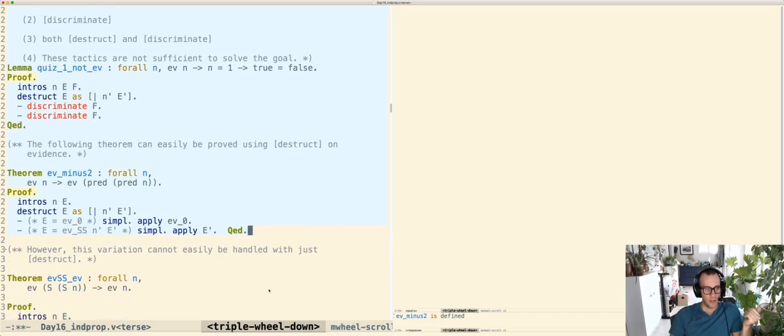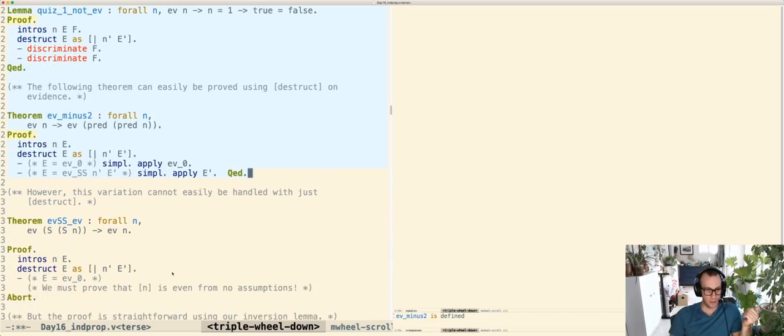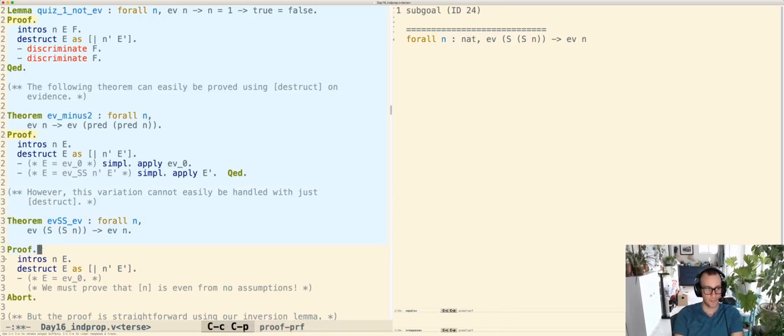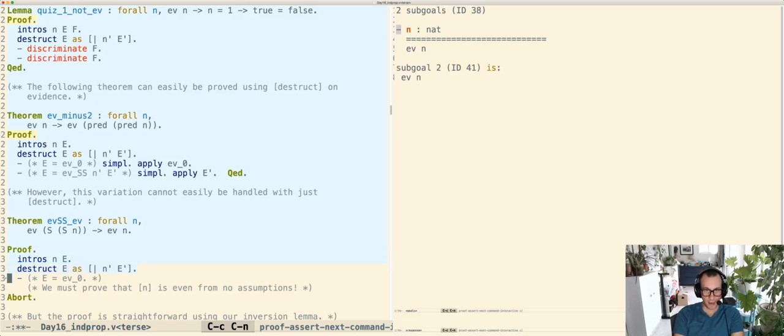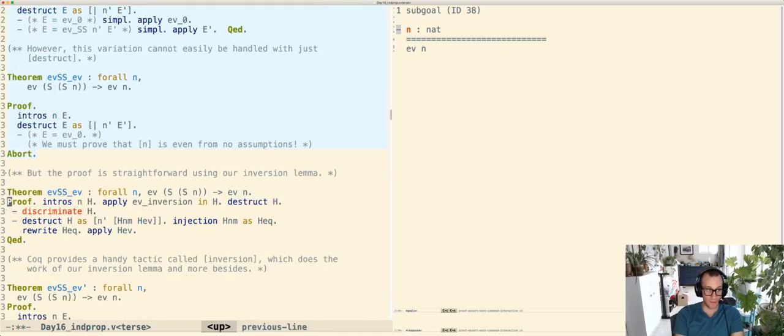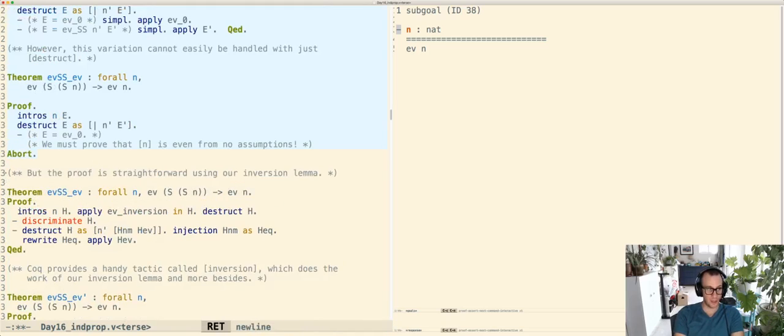Okay. This can't be handled by destruct. Why not? Let's see. EVS of S of n implies EVn. Let's see what happens. Let n and e be given. By cases, what went wrong? Something's not right here. Okay, so just destruct isn't good enough, but our inversion lemma is perfectly good.